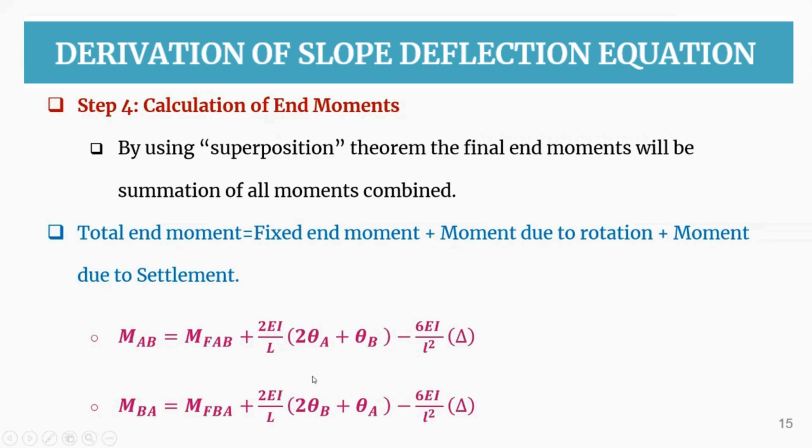2EI by L into (2 theta B plus theta A). So that is the moment due to rotation. And 6EI delta by L square, so that is the moment due to the settlement. So these two equations are nothing but the slope deflection equations. So this is the derivation of the slope deflection equations.